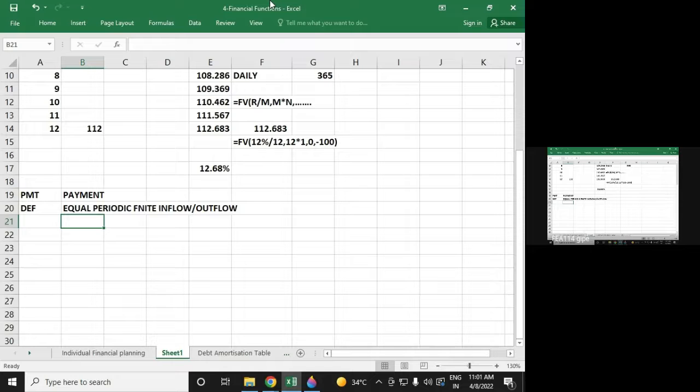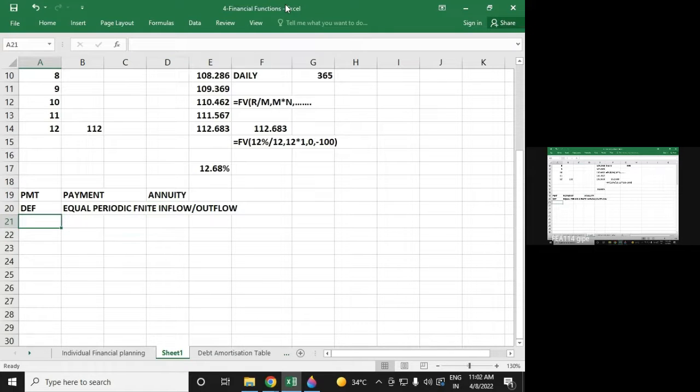So in equal भी होना चाहिए. Periodic means repeating after fixed intervals of time, and number of repetitions should be countable. Okay. ऐसा cash flow को we'll call as PMT या payment. Theory में आपने इसको study किया है in the name annuity.